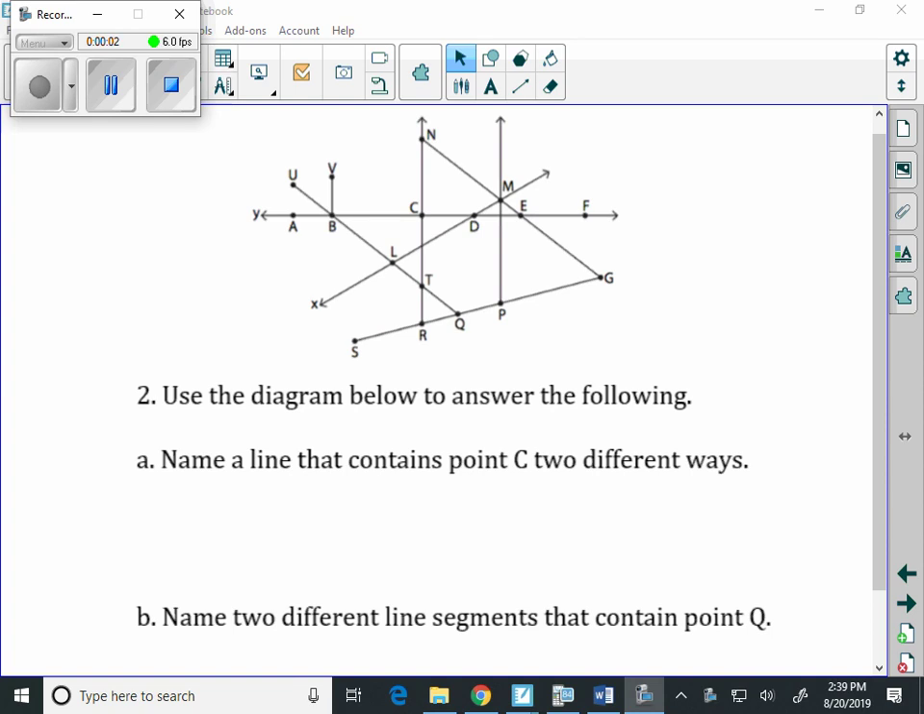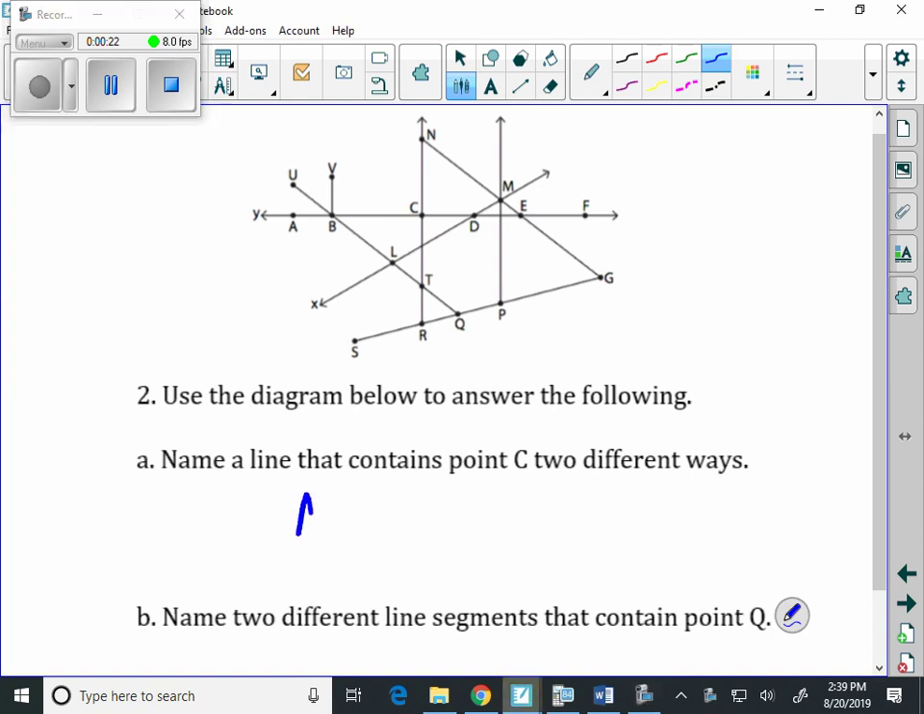Use the diagram below to answer the following. Well, I've got the diagram above, but it says name a line that contains point C two different ways. Remember that just because I write it as something like line AF with a proper symbol, or another possibility is that we could say something like BC.